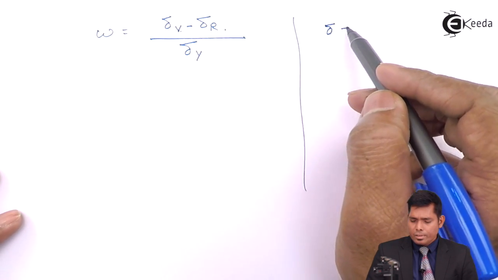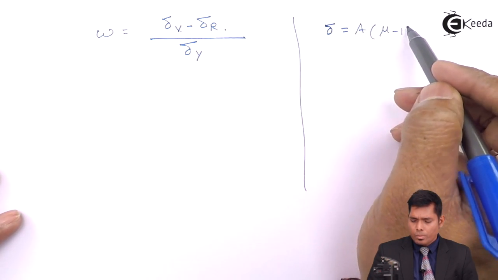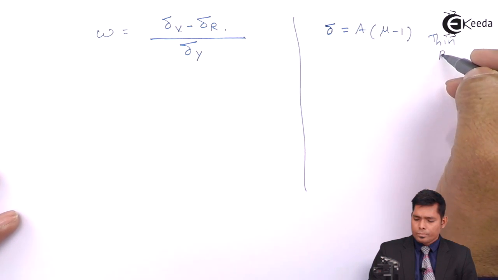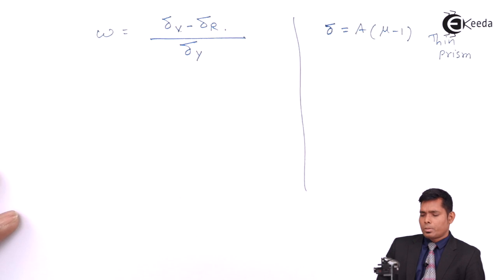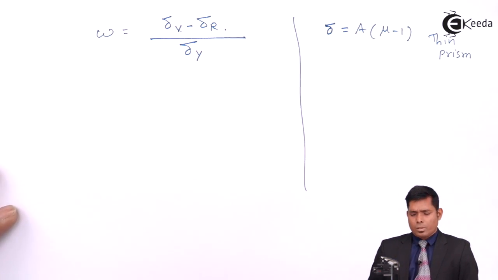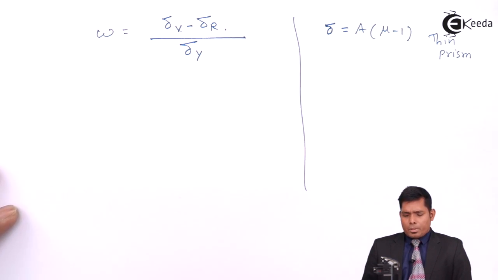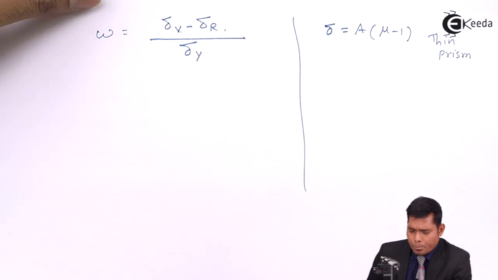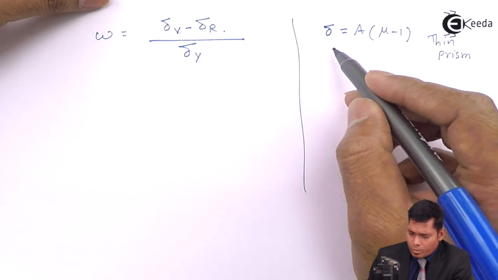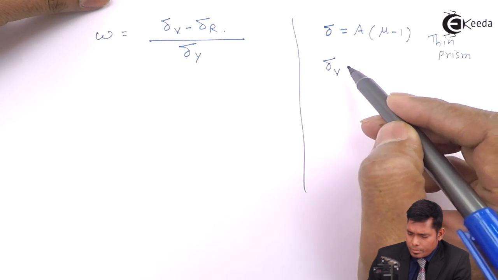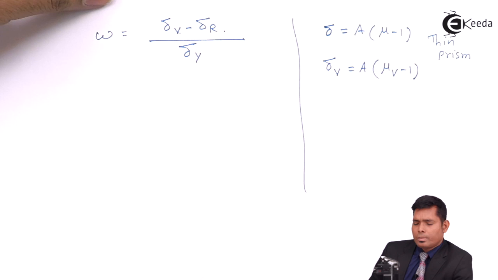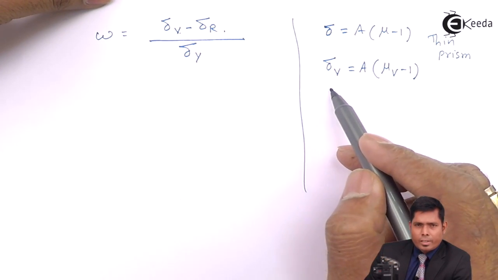Now, we know that delta is A into mu minus 1. This is valid for a thin prism. If this is valid for a thin prism and we are finding the dispersive power for a thin prism, then we can approximate it: for violet you can write delta V equals A into mu V minus 1. The angle of the prism is not going to change. For red color it is the same.